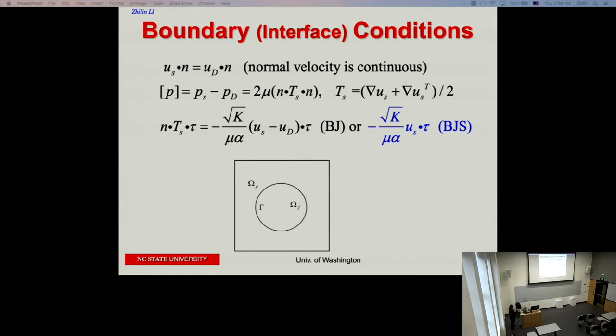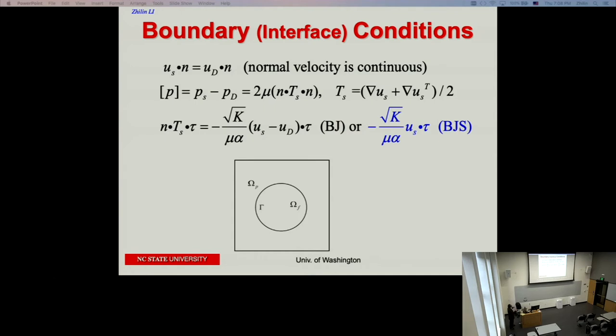Across the boundary between the fluid and the porous media, in general the normal velocity has to be continuous. This is from the stress relations. And it's also known that the jump in the stress is proportional to the pressure. That's another relation, which is well known. And the concrete condition is from the third one.